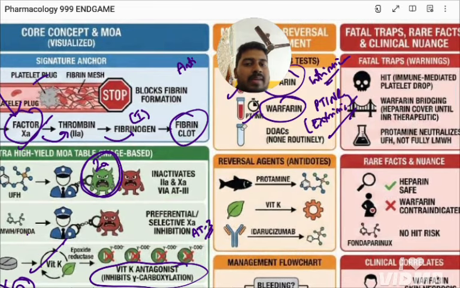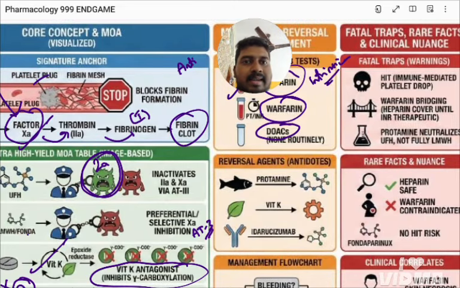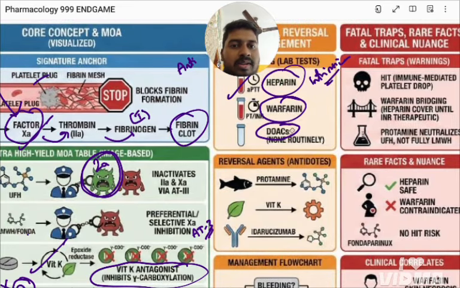Now, what is DOAC? DOAC is directly acting anticoagulant agents. These are oral drugs. Right now we have dabigatran and rivaroxaban, which are oral, but these are not very frequently used. So routinely we don't use them. Our main targets are warfarin and heparin.